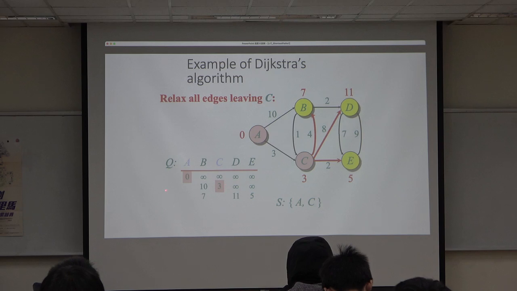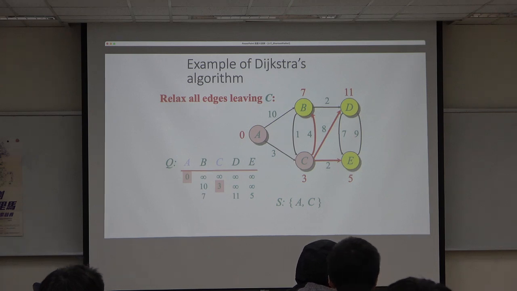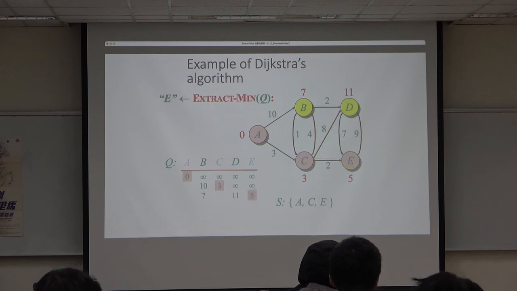And then in the next round, obviously, you are going to pick E, because E has the lowest key value, which is 5. And by the way, as I said, at this time, when you pick E, you already know the shortest path from A to E.